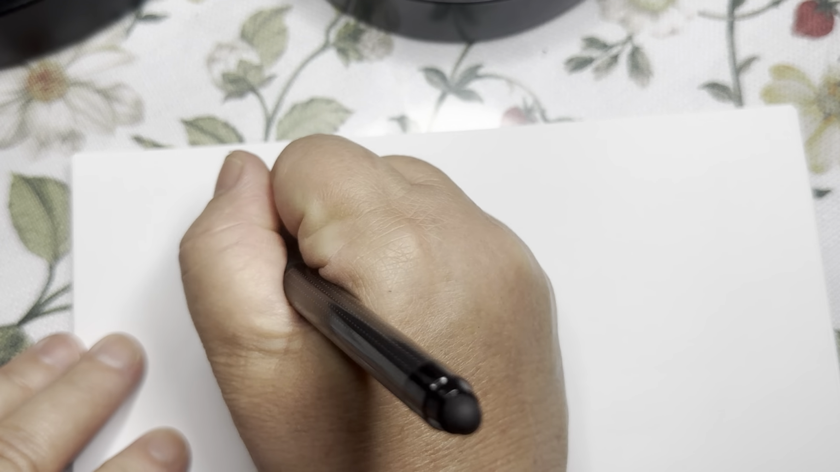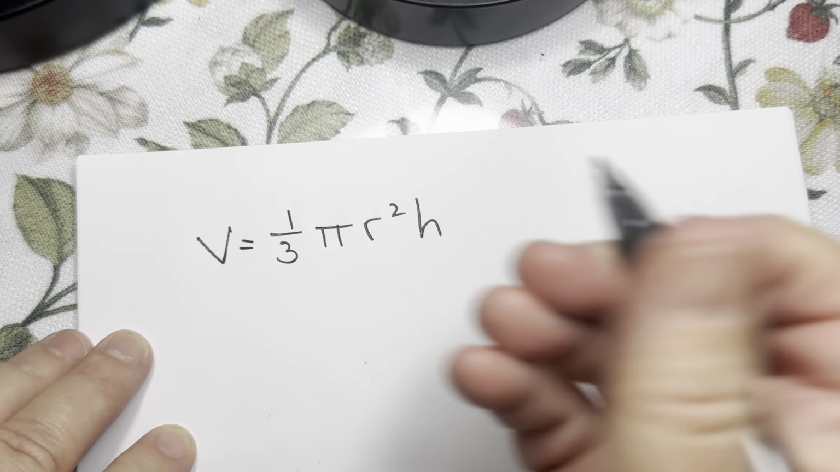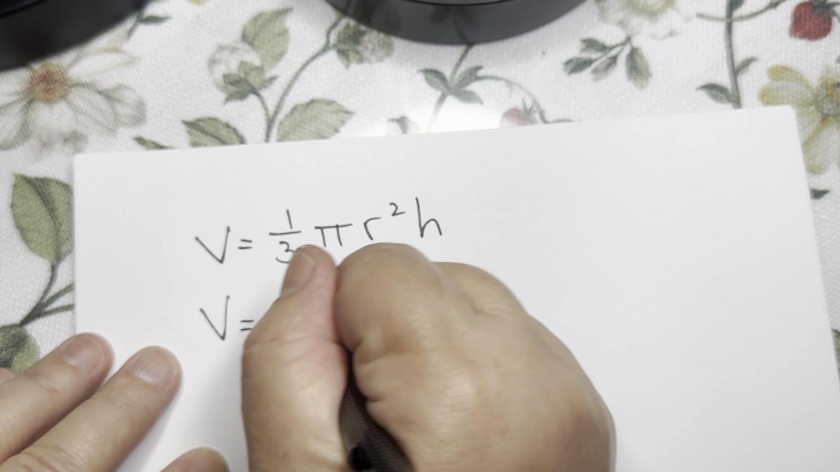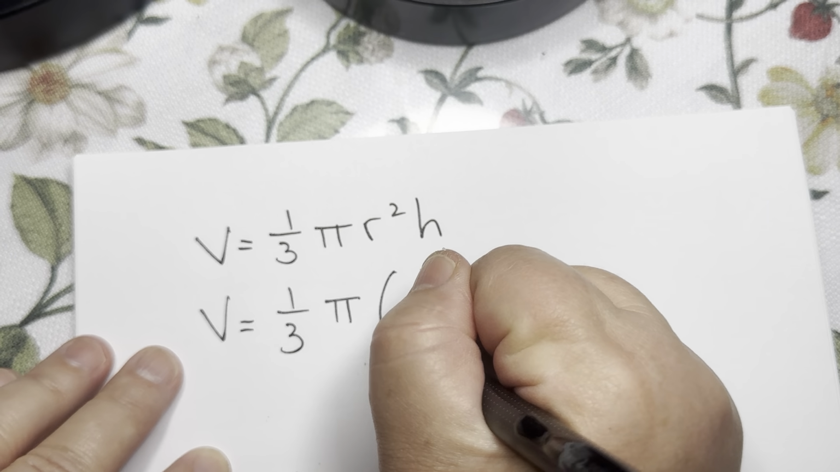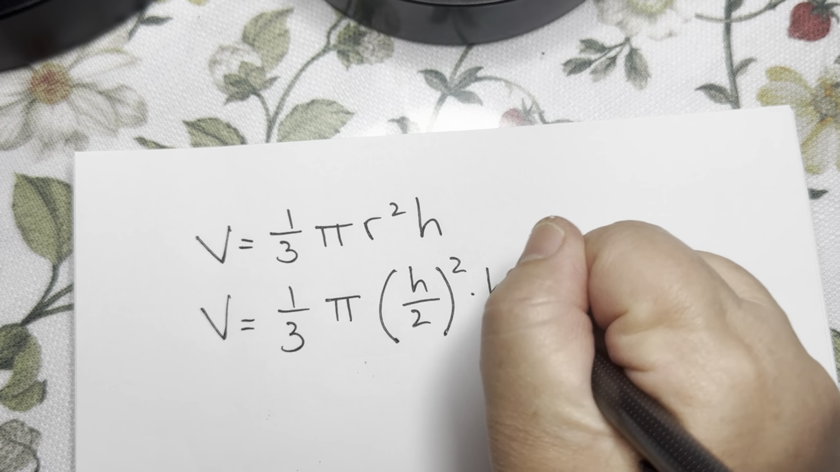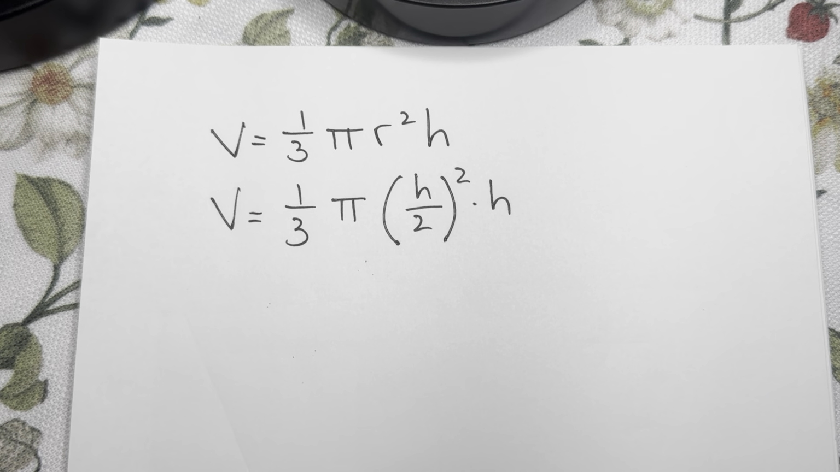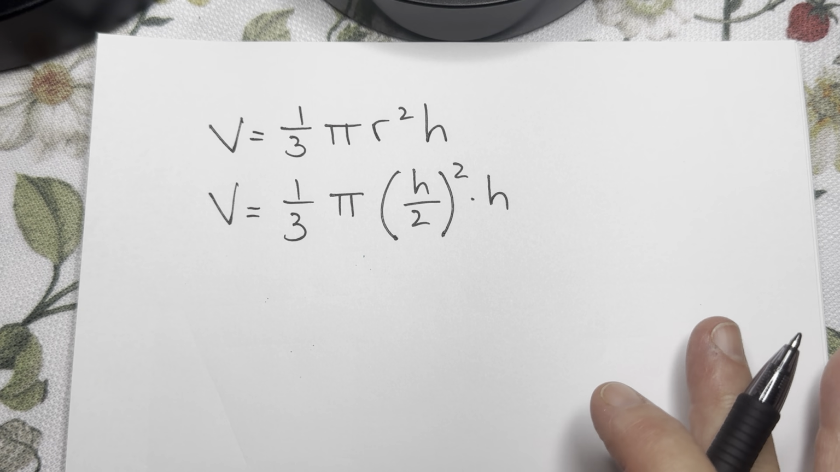So I've got V equals 1/3 pi r squared h. I just found out that r is h over 2, so I can square that times h. I'm just eliminating r from the very beginning, and this is going to make it a lot more streamlined.